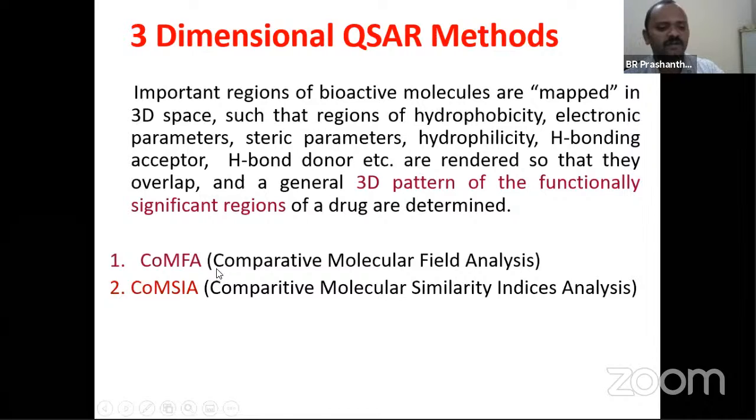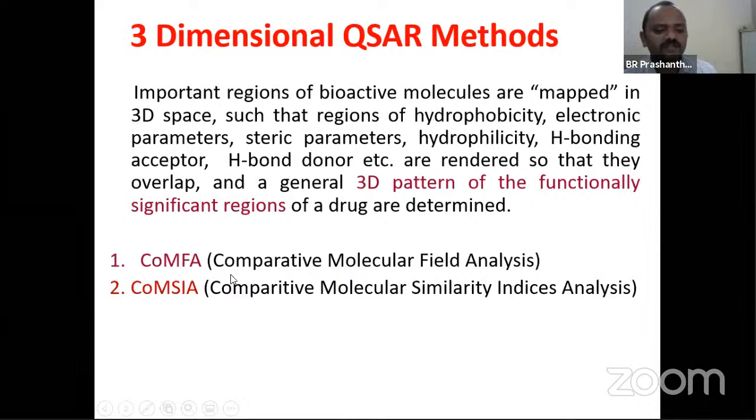So in this context, we come across CoMFA and CoMSIA. What is meant by CoMFA? CoMFA is nothing but comparative molecular field analysis, whereas CoMSIA is nothing but comparative molecular similarity indices analysis.